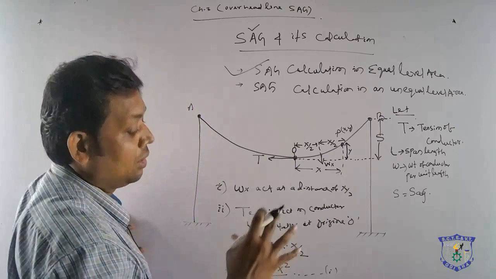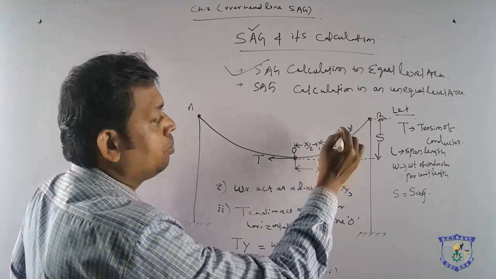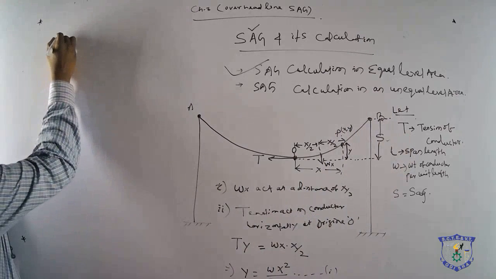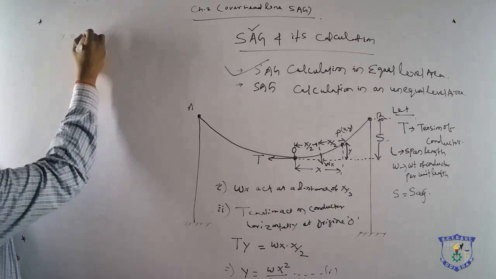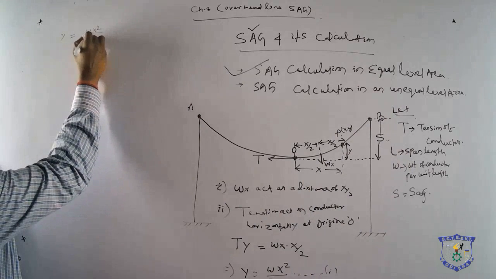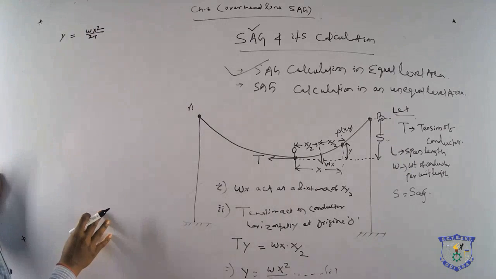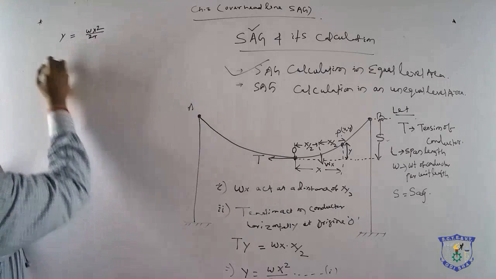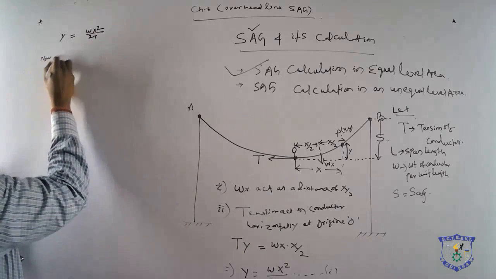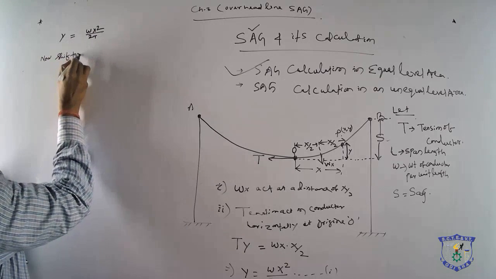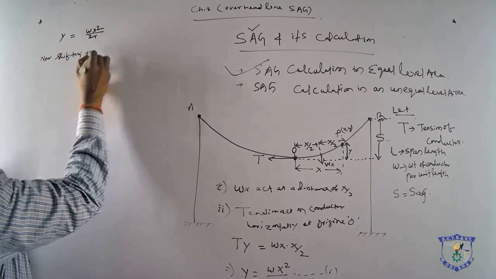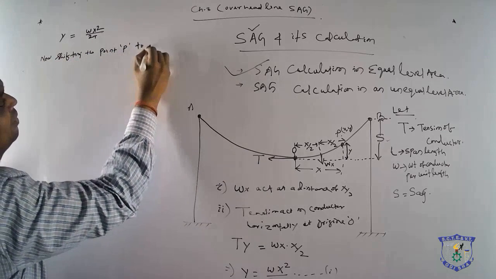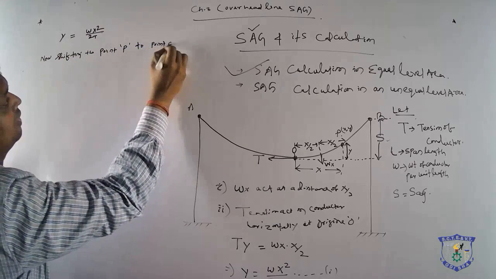Now, if we shift this point P to point B, we can calculate the sag. So we have y equals W x square by 2T. So the y distance is nothing but Wx square by 2T. Now, shifting the point P to point of support B.